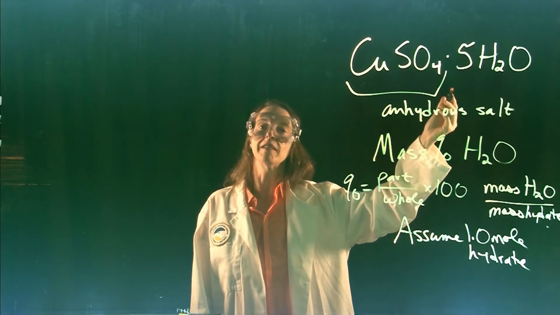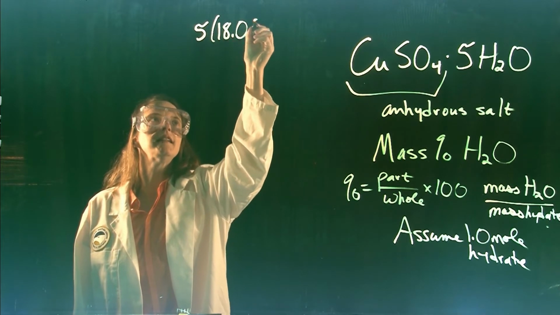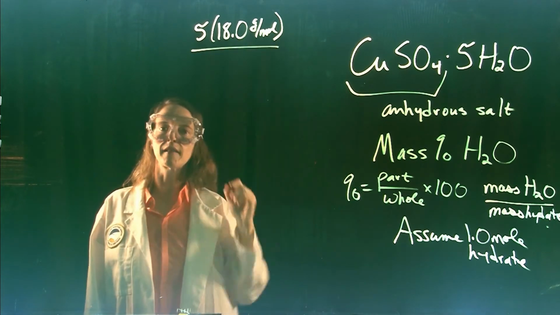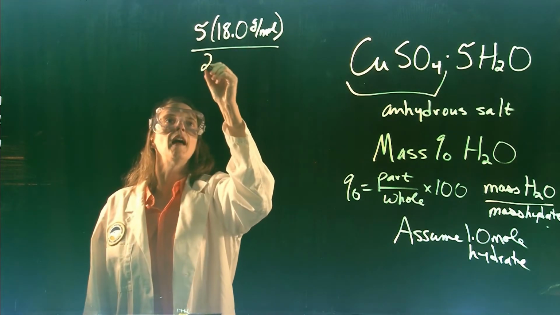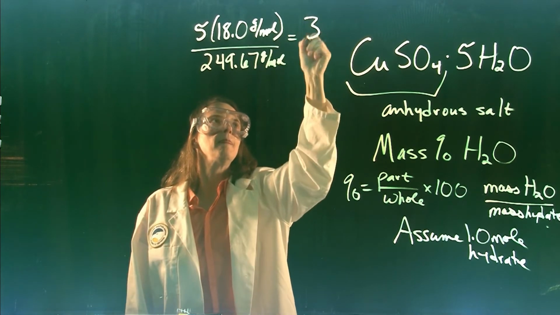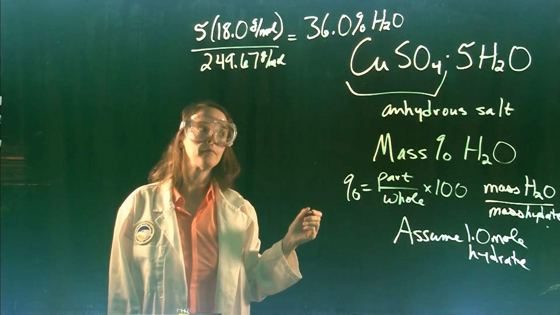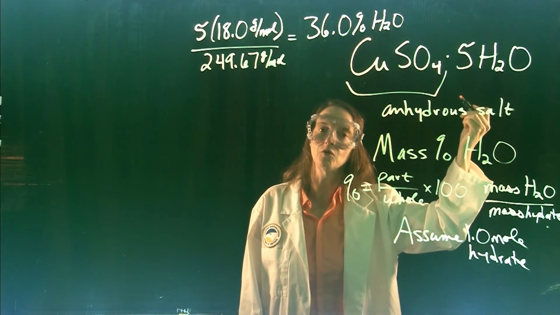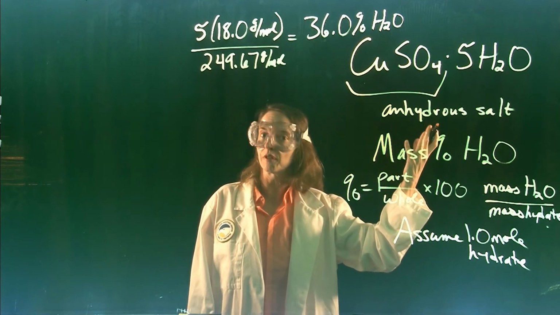The molar mass of water is 18 grams per mole, and there are 5 of them. So 5 times 18 grams per mole would represent the mass of the water. The mass of the hydrate, I looked this up ahead of time, is 249.67 grams per mole. That works out to be 36% mass of water. So that means that 36% of the mass of this compound is due to water. Different hydrates will have different mass percents of water.